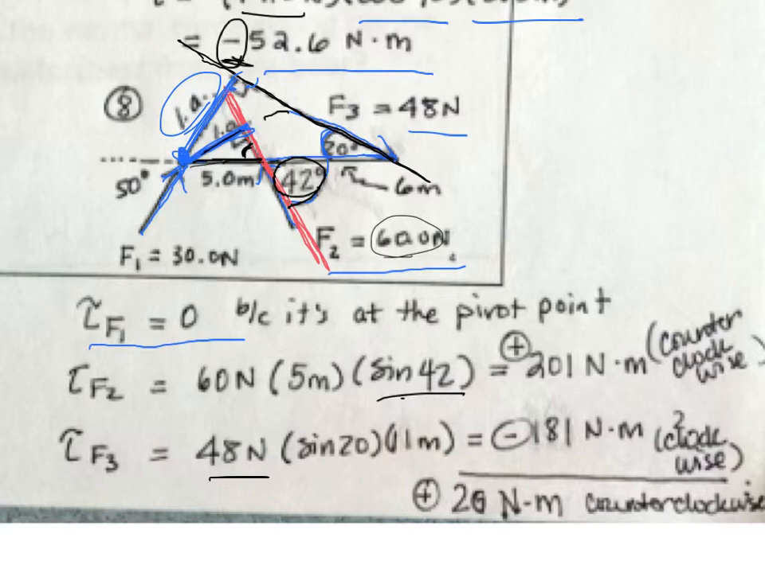Anyway, this force is going to be 48 newtons. This is a 20-degree angle, so this lever arm is going to be the sine of 20 times this entire distance here, which is 11 meters. And if this force is the only force acting, it would rotate it counterclockwise. So I'm going to get a negative 181 newton meters. I add these all up, 0 plus 201 minus 181, I get a positive 20 newton meters.